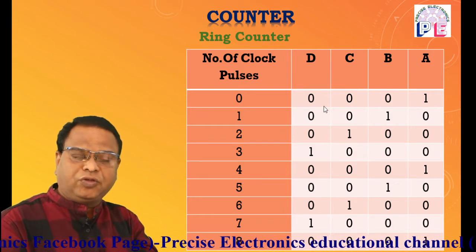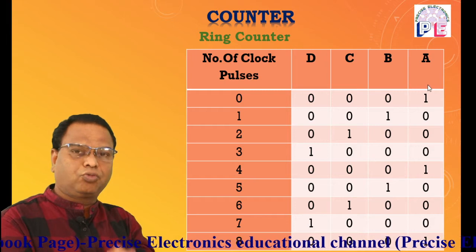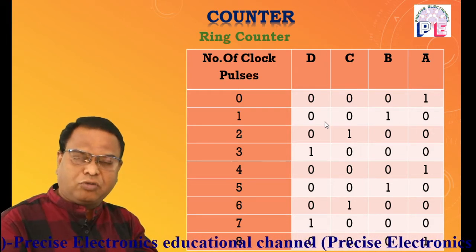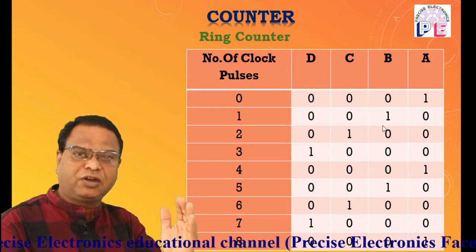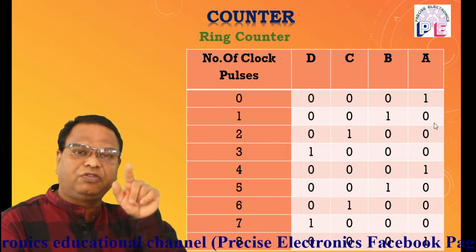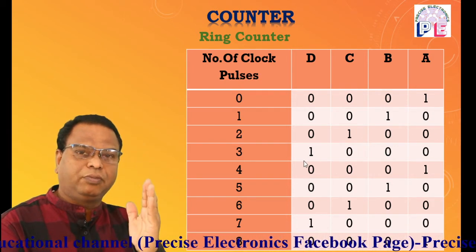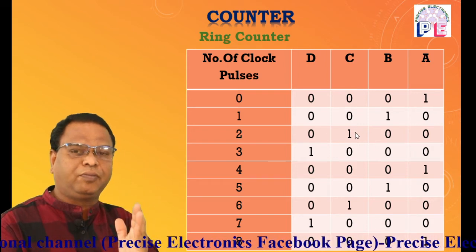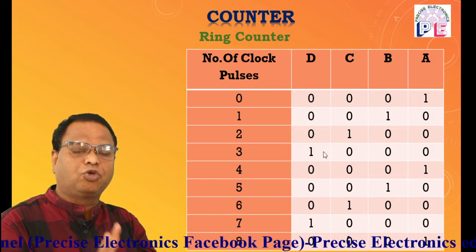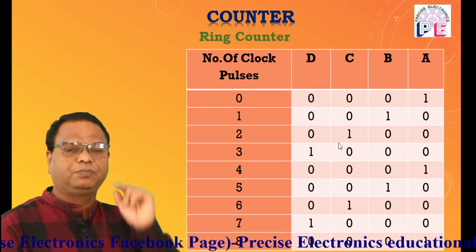At the positive edge of the first clock pulse, the bit stored in the first flip-flop is shifted to the second. So the output of the counter is now 0, 0, 1, 0. At the second clock pulse, the bit stored in the second flip-flop is shifted to the third flip-flop. So the output of the counter is now 0, 1, 0, 0. At the third clock pulse, the bit stored in the C flip-flop, or third flip-flop, is shifted to the fourth flip-flop. So the output of the counter is now DCBA equal to 1, 0, 0, 0.